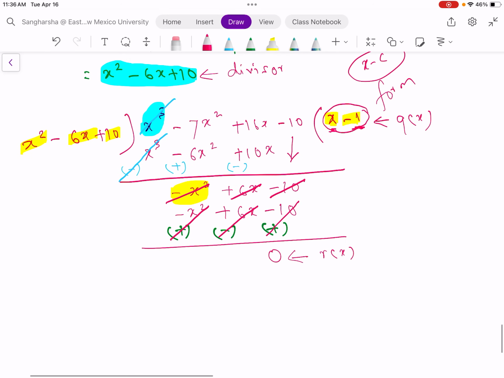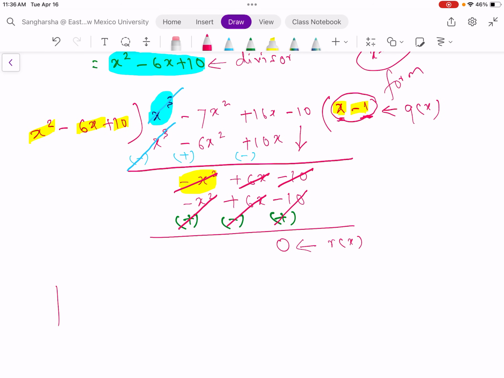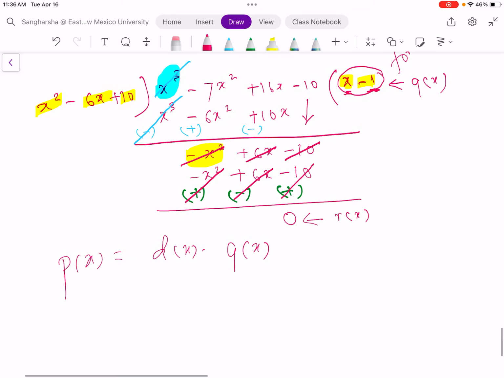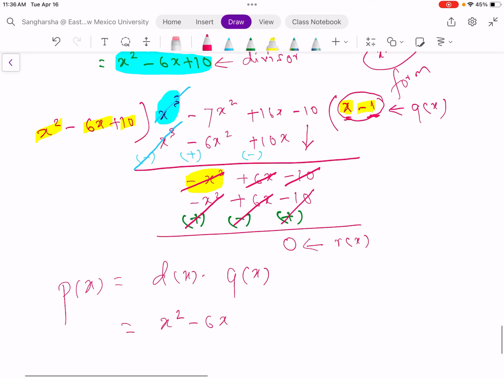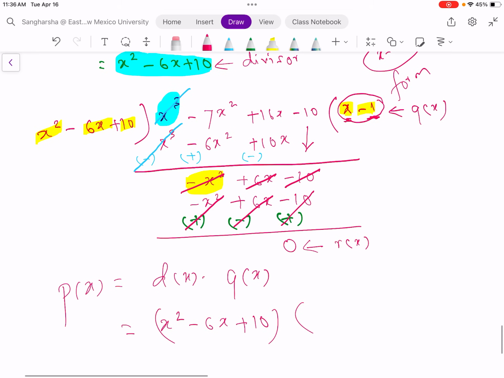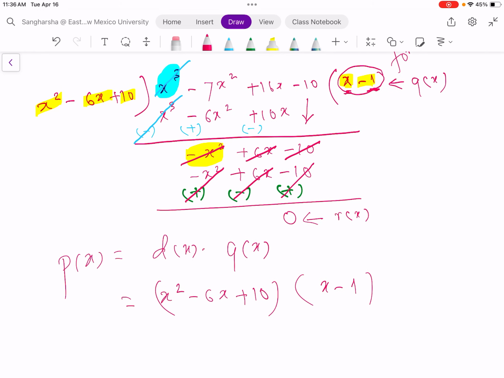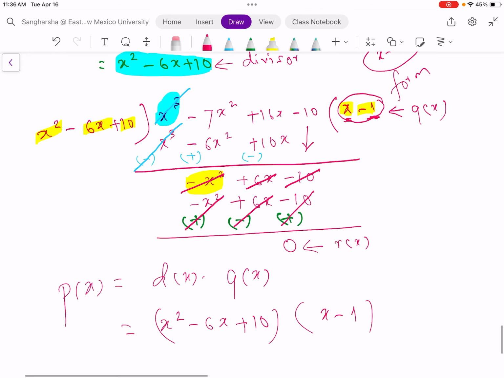Okay, now our function, we can always write our polynomial function as a divisor times q of x, the quotient. So what is the divisor? Divisor is x squared minus 6x plus 10, times q of x, which is x minus 1.